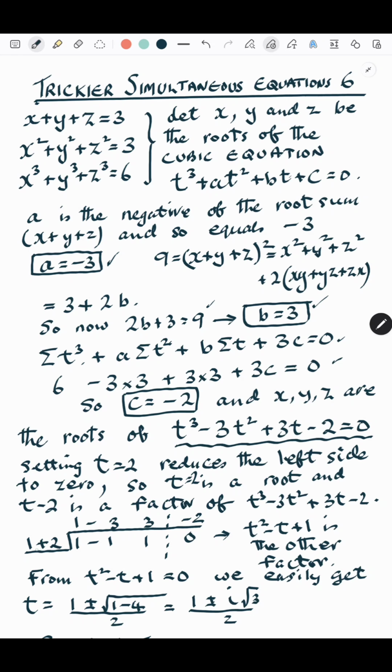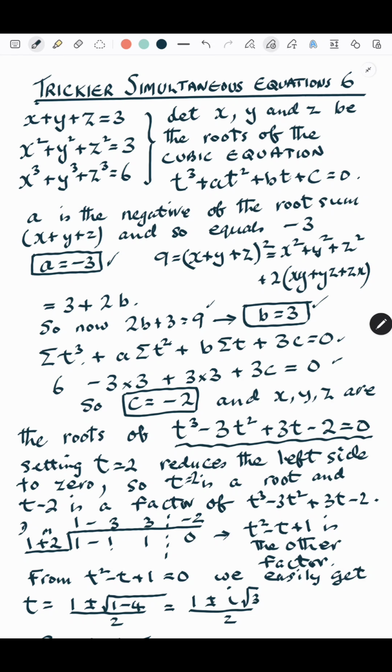So we've got 1 into 1 goes once, then that's the divisor. This is the multiplier. 2 times 1 is 2, added to minus 3 is minus 1. 2 times minus 1 is minus 2, added to 3 is 1. And 2 times 1 is 2, added to minus 2 is 0. So t squared minus t plus 1 is the other factor.